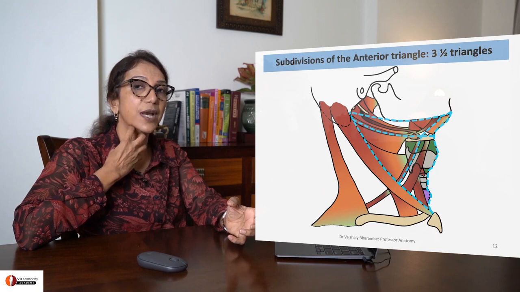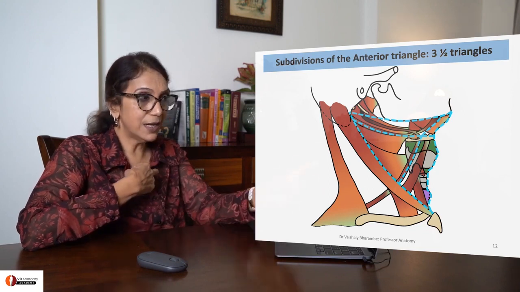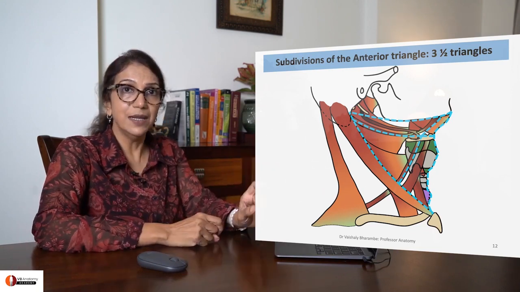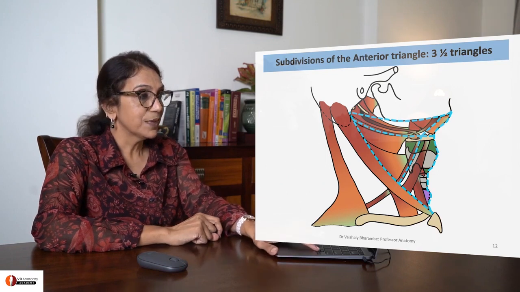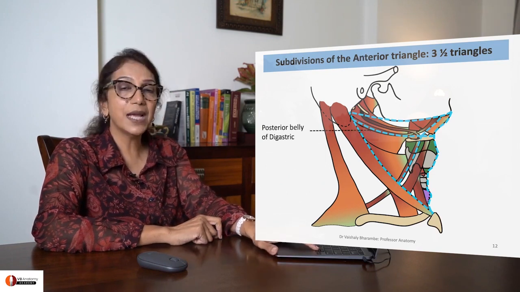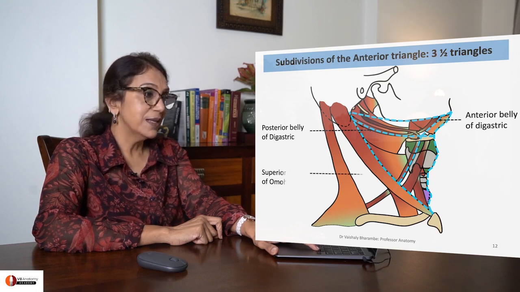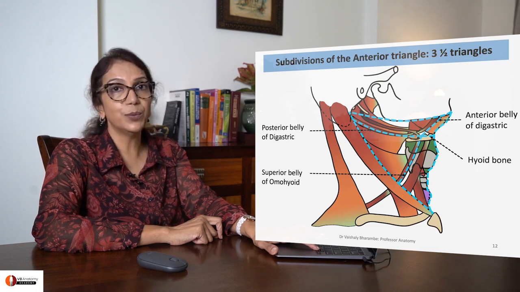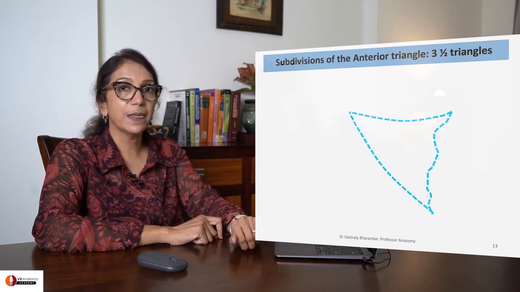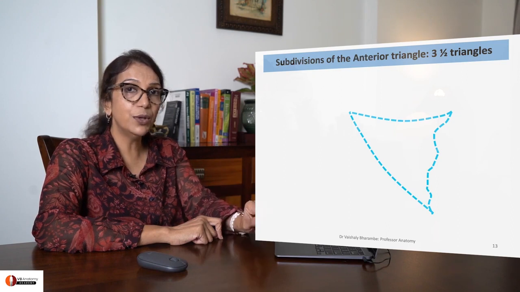We've got a large triangle, okay? Now you are seeing there are several lines on the screen. Let's see what those lines are. This is the posterior belly of digastric. This is the anterior belly of digastric. This is the superior belly of omohyoid, and this is your hyoid bone. This is the triangle you have drawn.